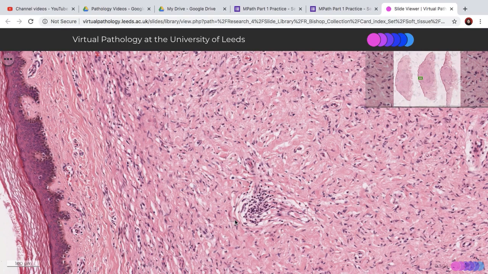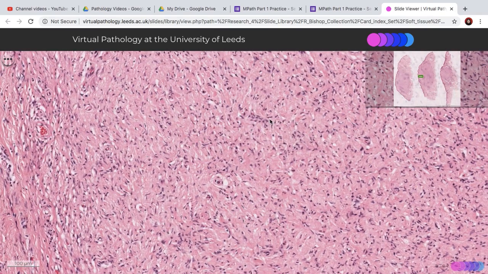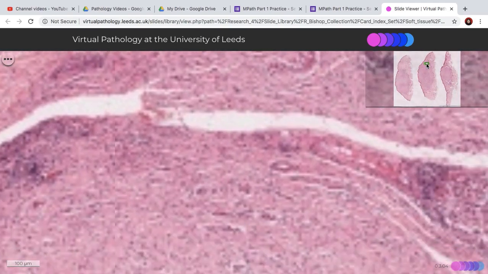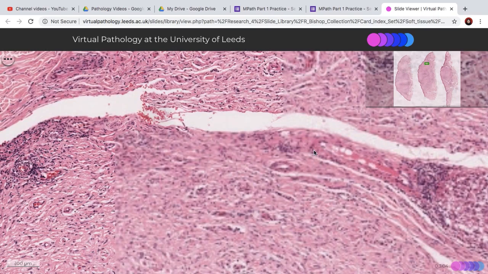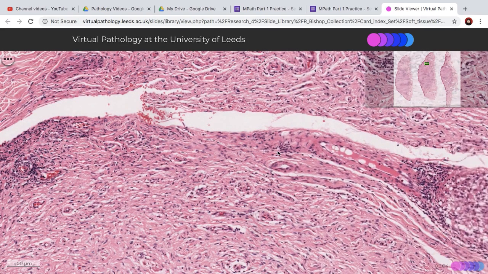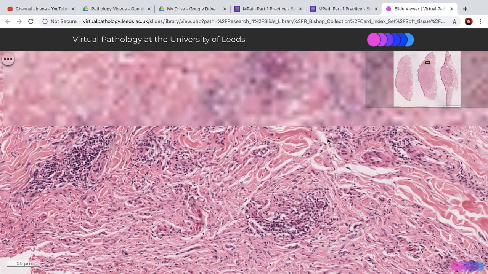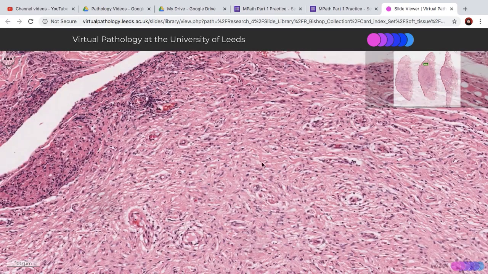The fact that it is circumscribed but non-encapsulated, as well as the uniform cellularity throughout, i.e. lacking the alternating hyper and hypocellular areas, are good differentiating features between this lesion and a schwannoma. Also, because the edge of the lesion is circumscribed, a differential diagnosis of dermatofibroma is slightly unlikely, because dermatofibroma tends to have an irregular border infiltrating into the adjacent dermis.